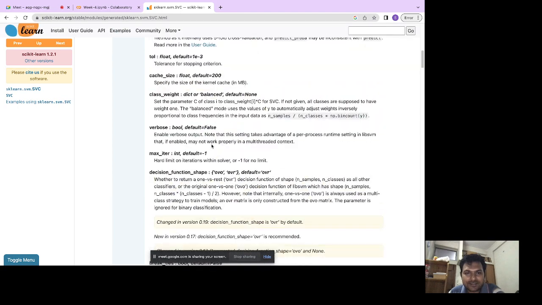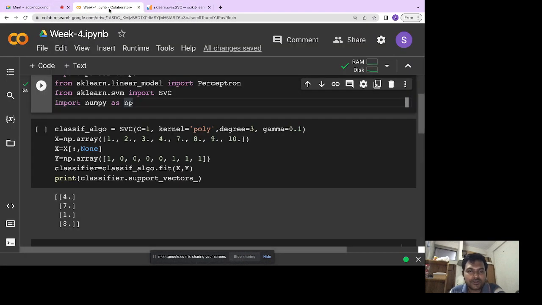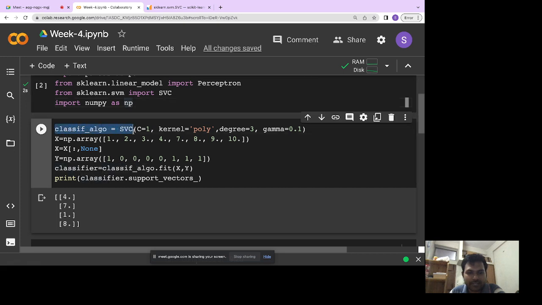Okay, and the others are not necessary for now. So let's go back to the code. As I showed, SVC is the support vector classifier, and C equal to 1 is the constant. We have been told to use the polynomial kernel of degree 3 and gamma equal to 0.1. X equal to np.array is your input training data.